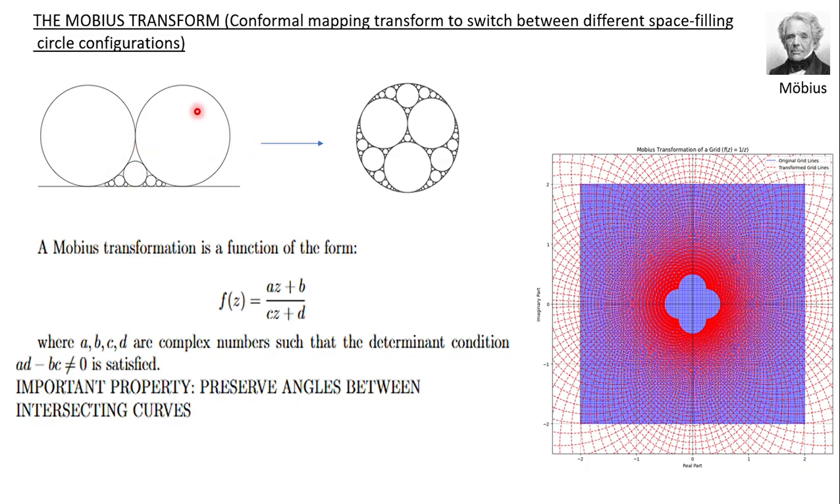Okay, so we see various types of configurations of the close packed circles. So essentially what we are going to say is that this configuration and this configuration are identical. Well, it's just a Mobius transform.